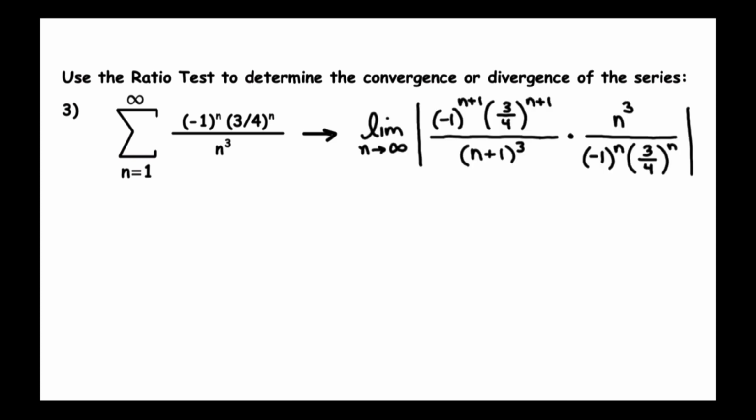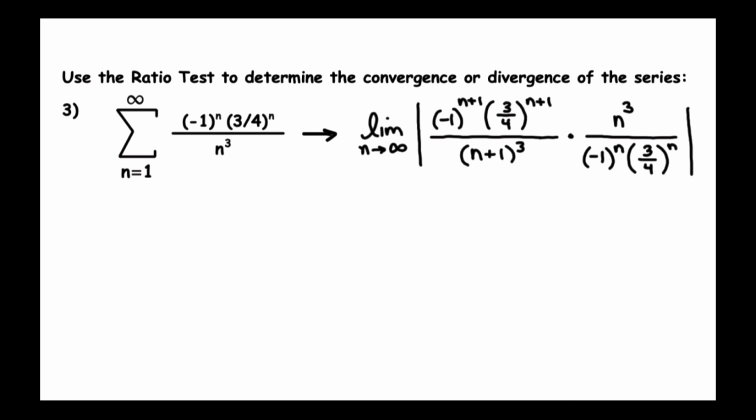All right, as you can see, I set up the ratio test. The limit as n approaches infinity. I cranked all the n's up to n plus 1s. Instead of making a mega fraction, I just multiplied by the reciprocal. So the original is upside down.